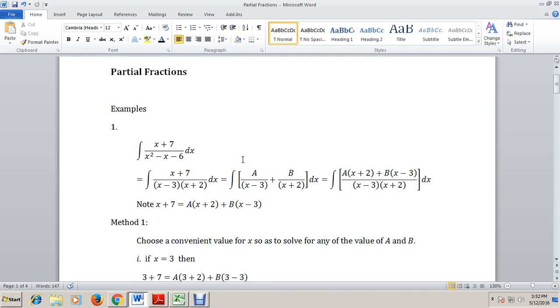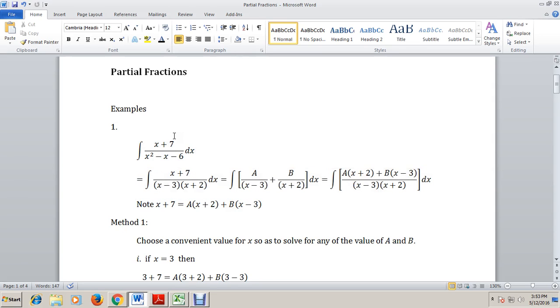Okay, so just to illustrate how we perform the method of partial fractions before we perform the actual integration of the function within our integrand. Okay, so let's have example number 1. We have the integral of x plus 7 over x squared minus x minus 6 dx. The idea of partial fractions is to express your given integrand into linear factors or quadratic factors.